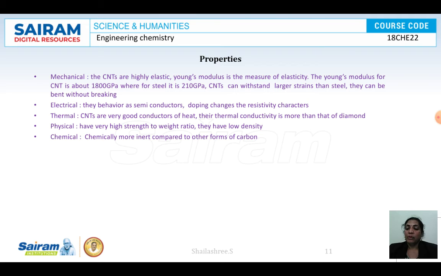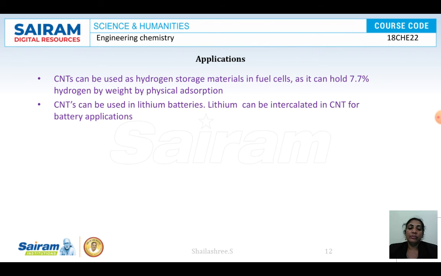Coming to the electrical properties, it will behave as a semiconductor and doping changes the resistivity characteristics. Coming to the thermal properties, CNTs are very good conductors of heat. Their thermal conductivity is more than that of diamond. Physically, they have a very high strength to weight ratio and very low densities, so they have a wide range of applications like polymers. Chemically, they are more inert compared to other forms of carbon.